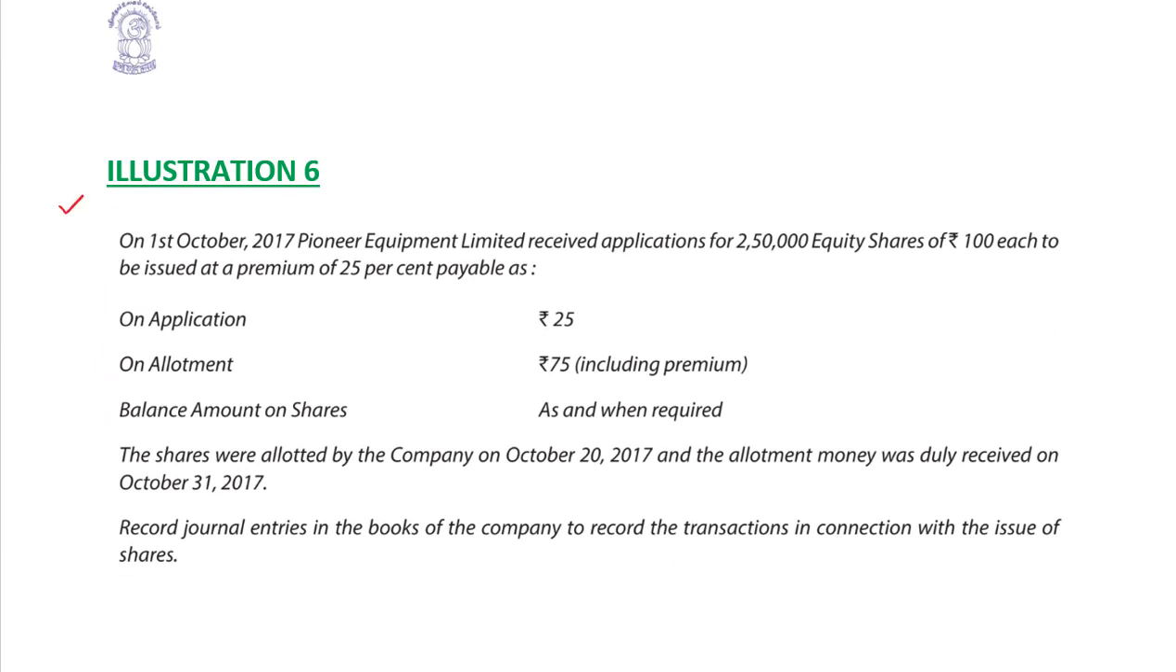Illustration 6. On 1st October 2017, Pioneer Equipments Limited received applications for 2,50,000 equity shares of 100 each to be issued at a premium of 25%. On application rupee 25, on allotment rupee 75 inclusive of premium, so it is 50 plus 25. 50 is the allotment money and 25 is the premium. Balance amount on shares as and when required. The shares were allotted by the company on October 20, 2017 and the allotment money was duly received on 31st October 2017. Record journal entries in the books of the company to record the transactions in connection with the issue of shares.